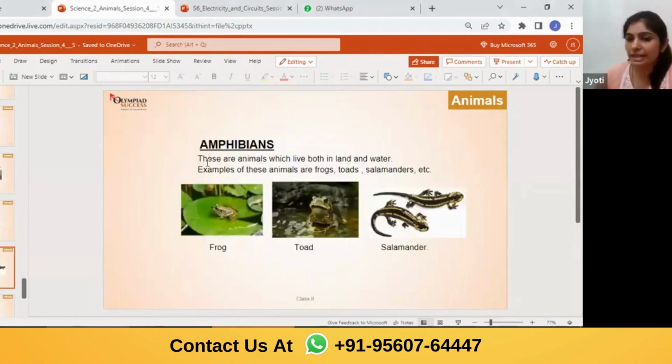Amphibians. Amphibians are the animals which live on both land as well as water. So we have now seen three types of animals based on their habitat. One is the animals which live on land. Next is the animals which live in water or on water. And third is amphibians which live on land as well as water. For example, toad, salamander, frogs. They live on land also and they live in water also.